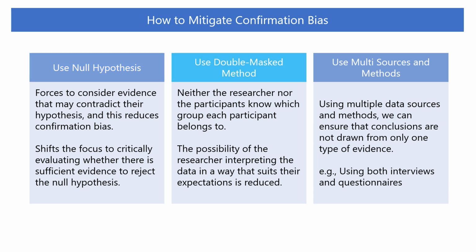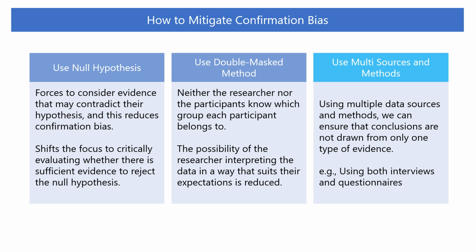The second is to use a double-masked method. By collecting data in a way that neither the researcher nor the participants know which group each participant belongs to, the researcher will become less likely to interpret the data in a way that suits her expectations.